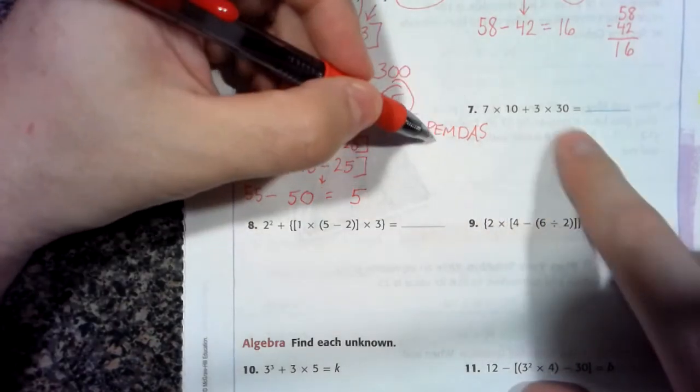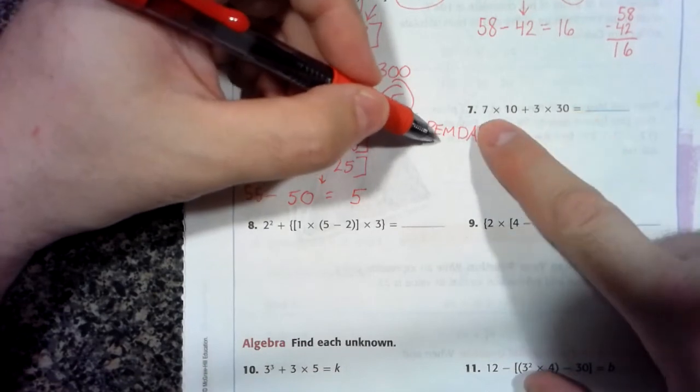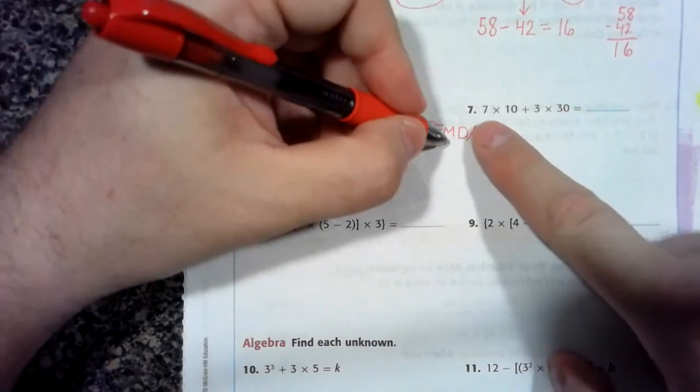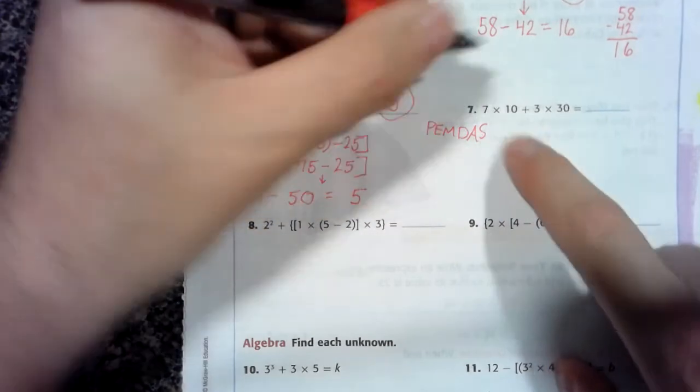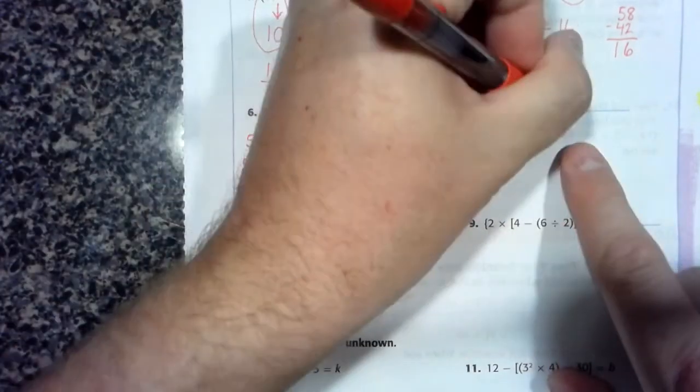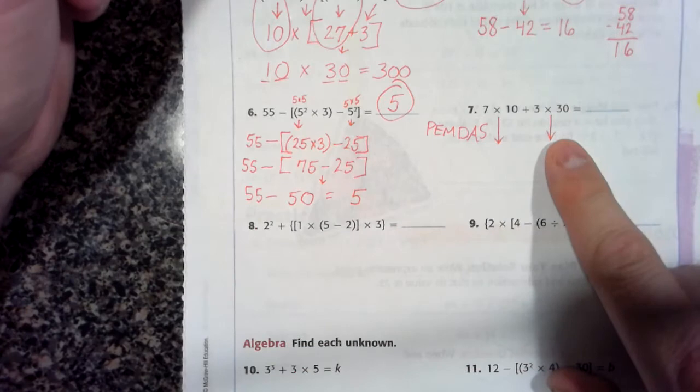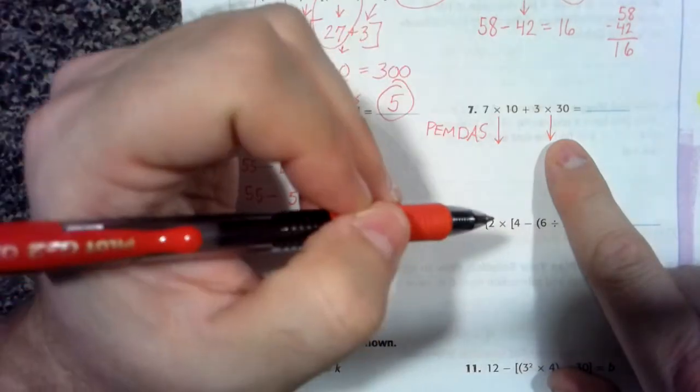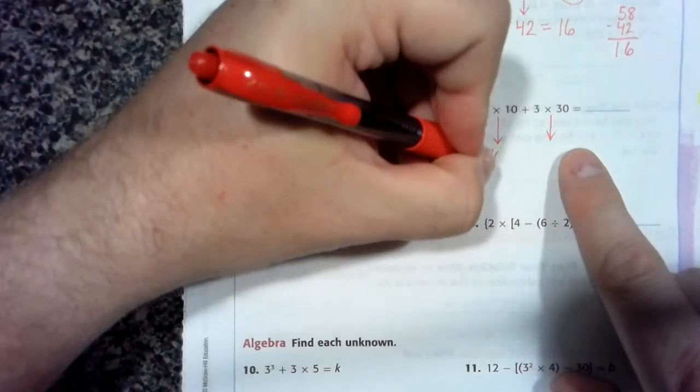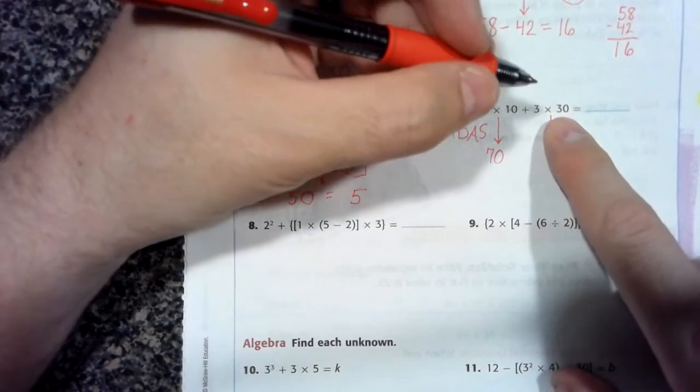Do we have any parentheses? No. Do we have any exponents? No. Do we have multiplication? Yes. So we're going to do this multiplication problem right here. And we're going to do this one right here. We got to do both of those. So what's 7 times 10? It's 70. What is 3 times 30? 90.